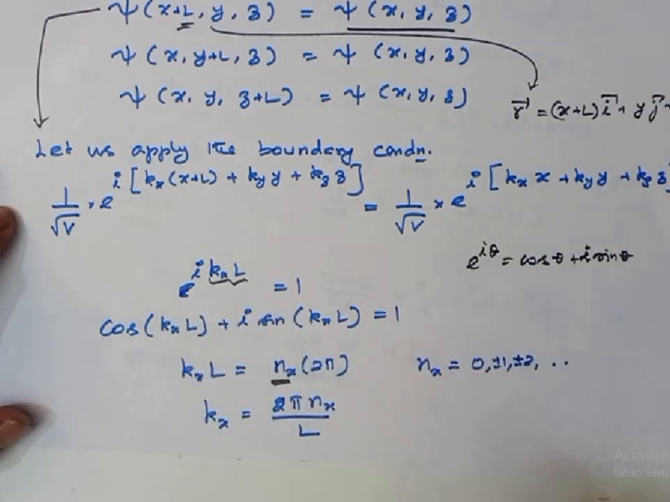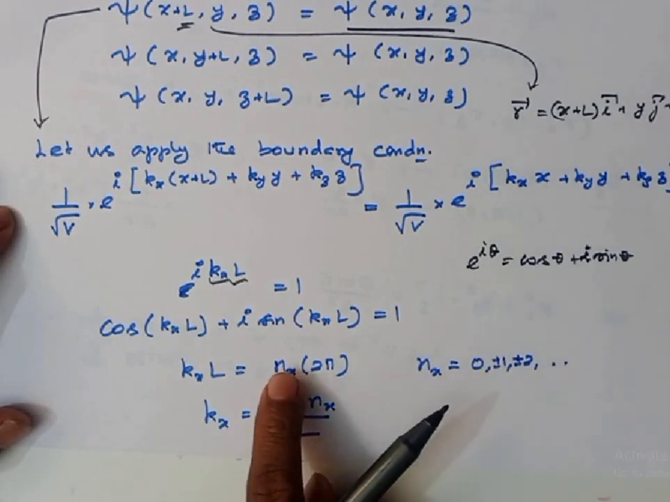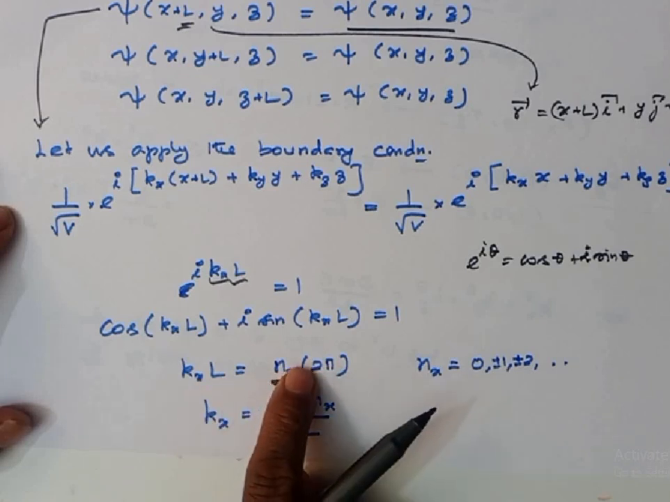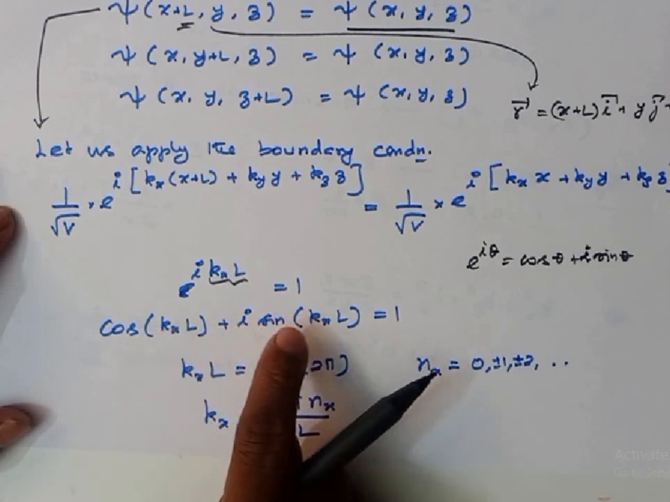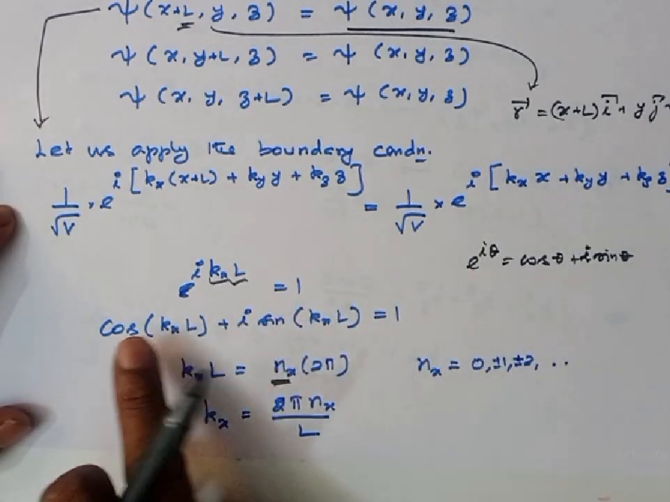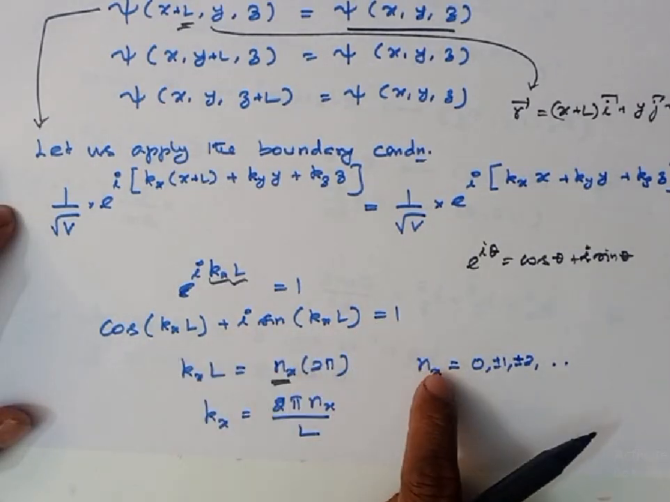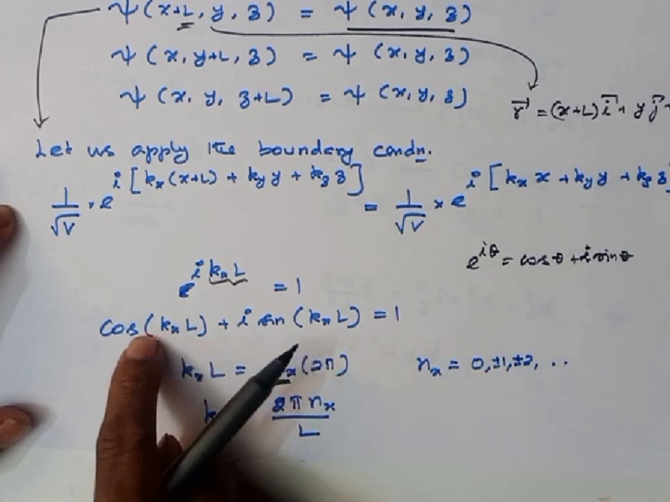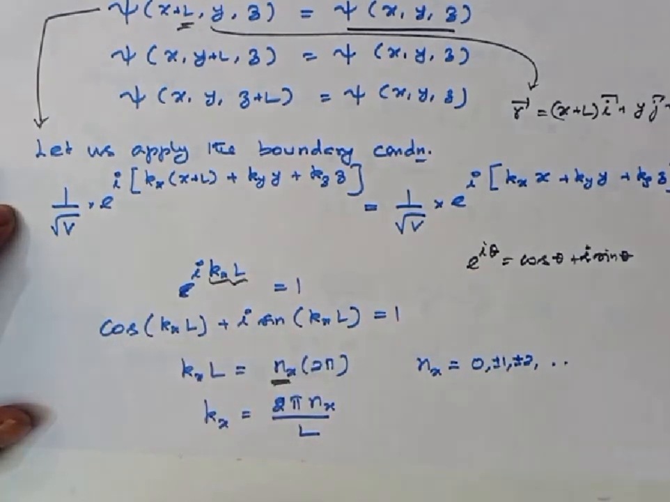So you'll get 1. If I put nx equal to plus 1, 1 into 2 pi is 2 pi. So kx into L equal to 2 pi. If I put 2 pi here, I'll get cos 2 pi plus i sin 2 pi. You know very well, sin of all multiples of pi is 0. So this becomes 0 and cos 2 pi is plus 1. So this equation is satisfied even if I put nx equal to plus 1. And if you put nx equal to minus 1, since cos is an even function, cos of minus 2 pi is also equal to 1.